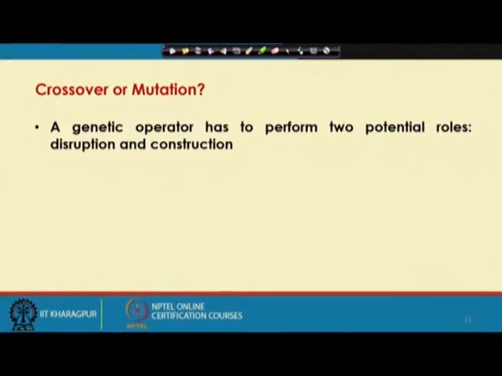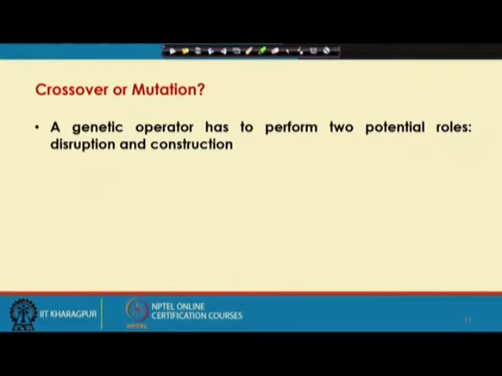Now, to answer that, I am just going to discuss this issue. If I want a very efficient GA search, there should be construction as well as disruption. That means you will have to construct some GA strings, and you will have to destruct also, because we want some diversification in the search process.